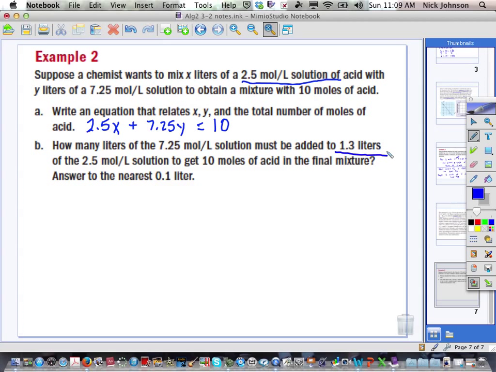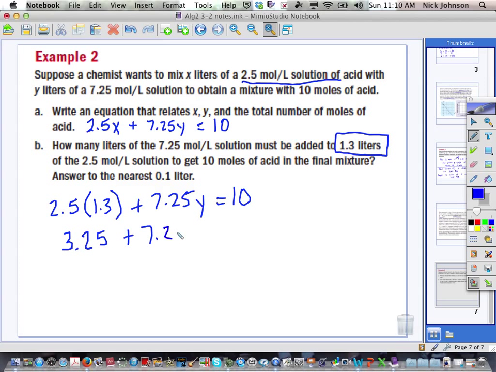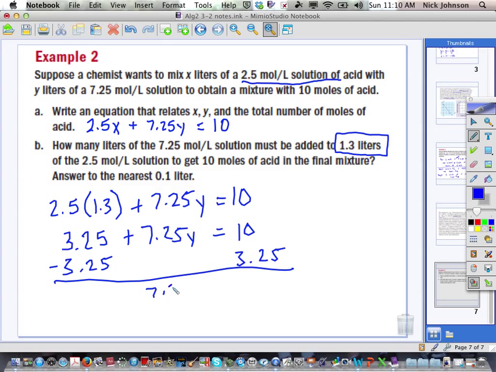So they just gave me my x value. It's 1.3. So I'm going to take 2.5 times 1.3. And I'm just going to do this by hand instead of putting it on the calculator. Hope that doesn't bother you. So I need to take 2.5 times 1.3, and that is 3.25 plus 7.25 times y equals 10. So I'm going to subtract 3.25 because all I'm doing right now is solving for y. So I get 7.25y is equal to 10 minus 3.25, which is 6.75.